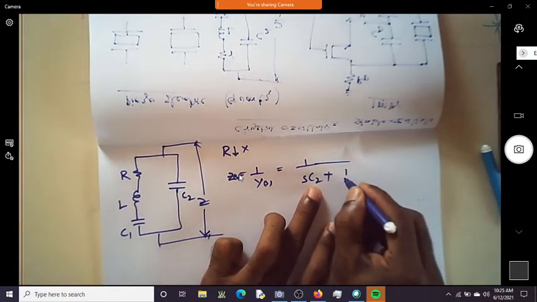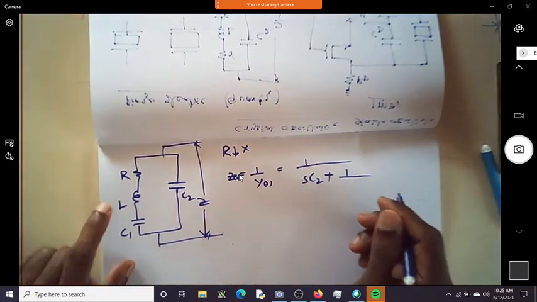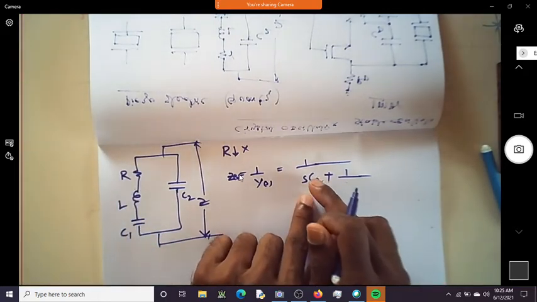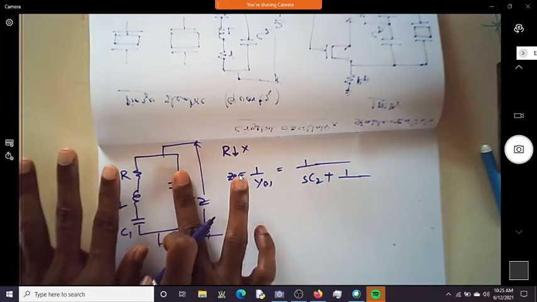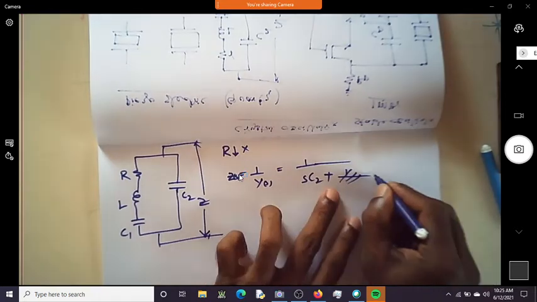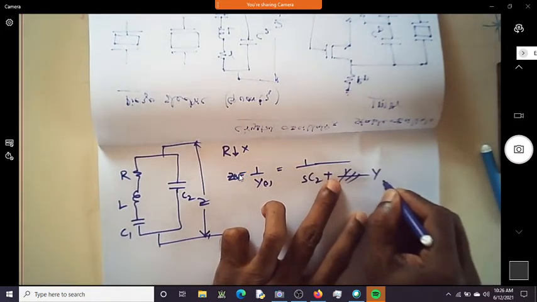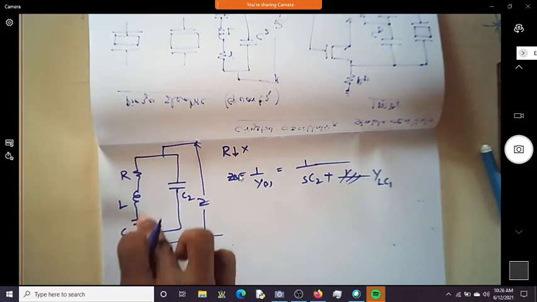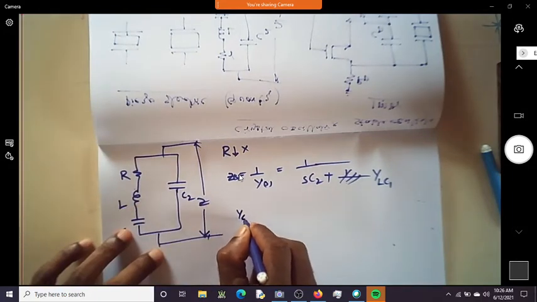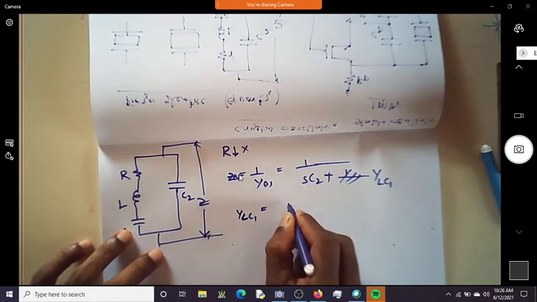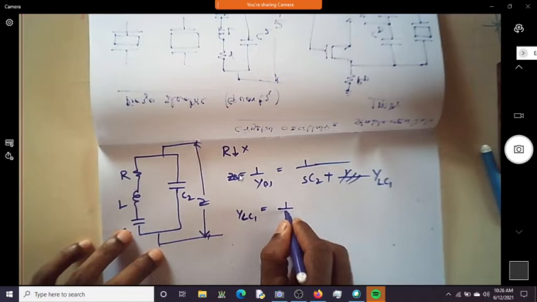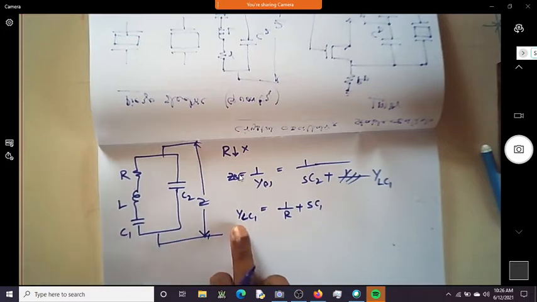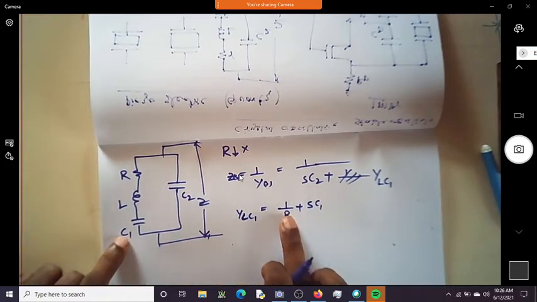What is the admittance of this now? Let me write what is the resistance offered by this. You are writing the admittance, because I can add the admittance of this and this, correct? So I'm writing what is the admittance offered by this entire series network, LC1. Can I write Y of LC1 as equal to 1 over R plus S into C1? Yes, sir.